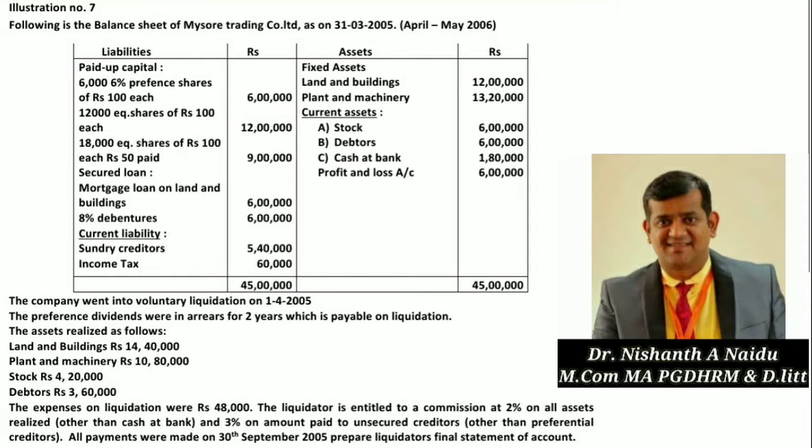Actually here the financial year ended on 31st March 2005, and liquidation happened on 1st April, but the settlement was made on 30th September. So you have to count the months: April, May, June, July, August, September. Because the company went into voluntary liquidation on 1-4-2005, that's 6 months, clear. While calculating interest on debentures, we have to calculate 6% for 6 months, additional 6 months outstanding interest, and settle it.